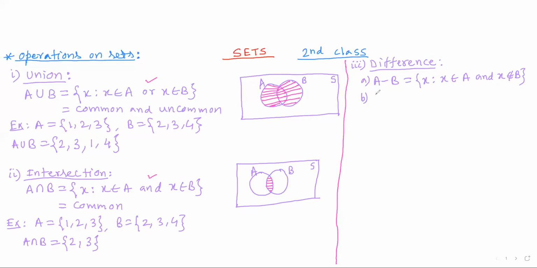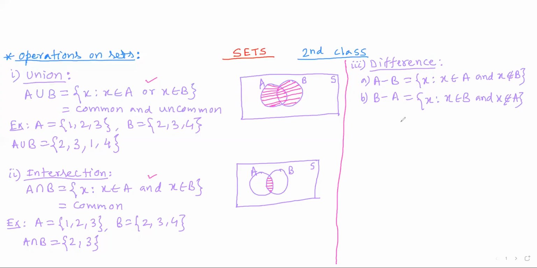Similarly, another difference is called B minus A. B minus A means we have to take X such that X belongs to B and X does not belong to A. That means A minus B means from the A set we have to subtract the B portion, then the remaining part of A will be A minus B. B minus A means from the B set we have to subtract the A set portion, then the remaining part of B will be B minus A.